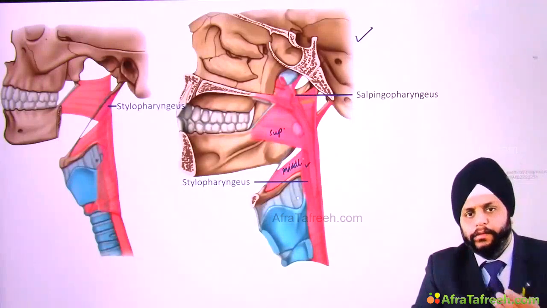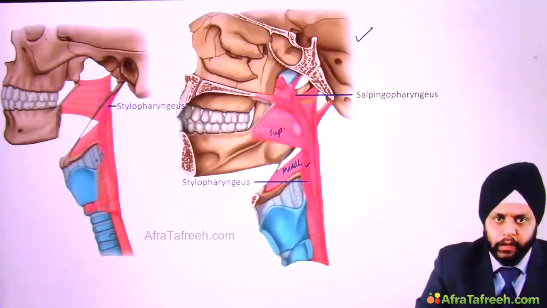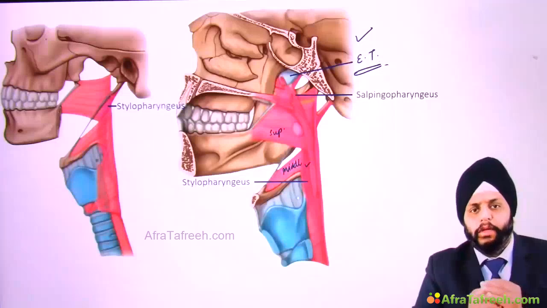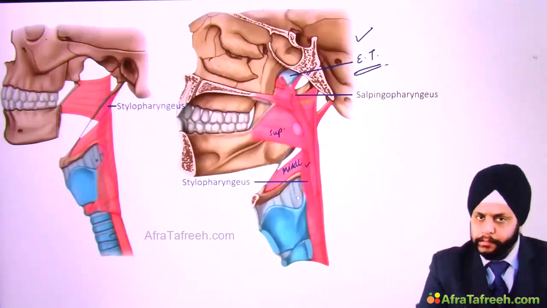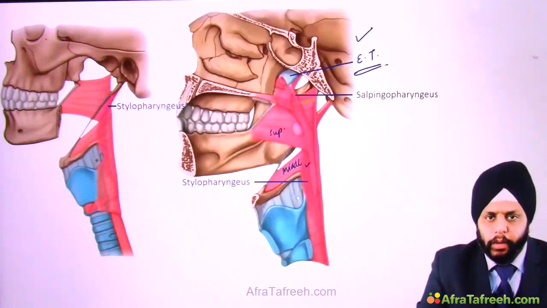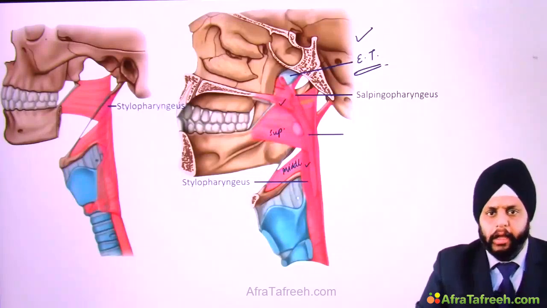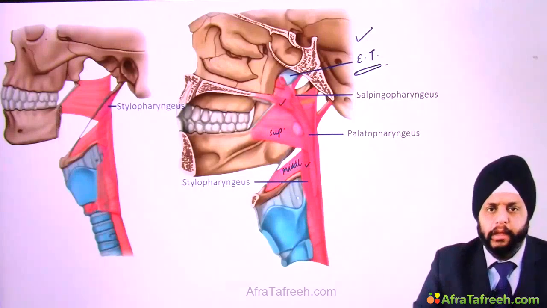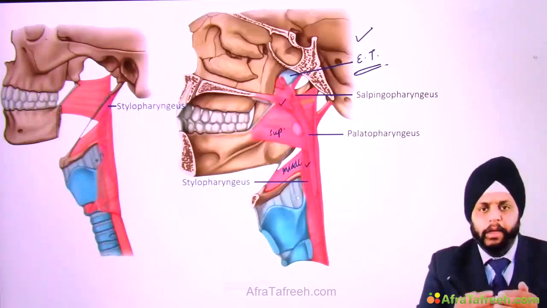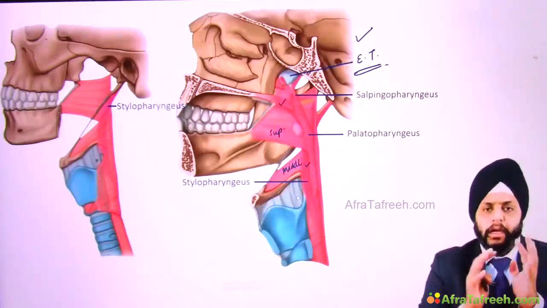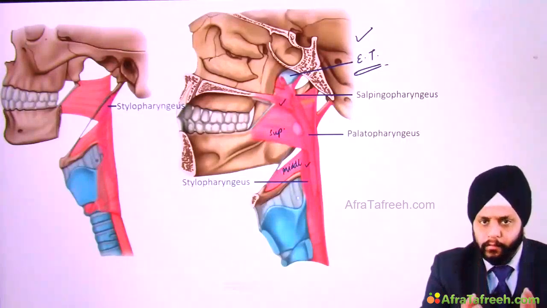So salpingo means tube, eustachian tube. So we can see over here, this is the eustachian tube, and from the eustachian tube arises the muscle which is known as salpingopharyngeus muscle, right? And number 3, we can see a muscle which is arising over here from the palate, and that is known as palatopharyngeus muscle. So these 3 muscles, the stylopharyngeus, salpingopharyngeus, and palatopharyngeus, they form the deep layer or the inner layer of the pharyngeal wall.